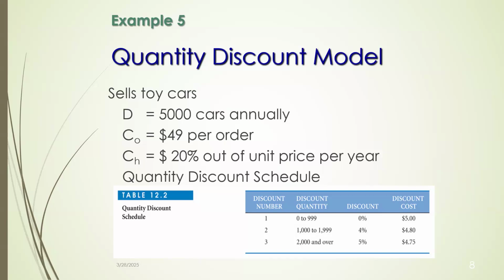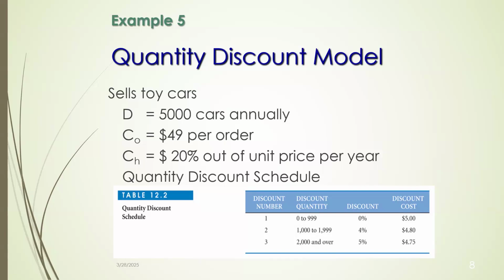You can see the discount number 1. When you order between 0 to 999, they don't give any discount, 0%. It means you need to pay the normal price. The normal price, according to this example, is $5, if you order between 0 to 999.